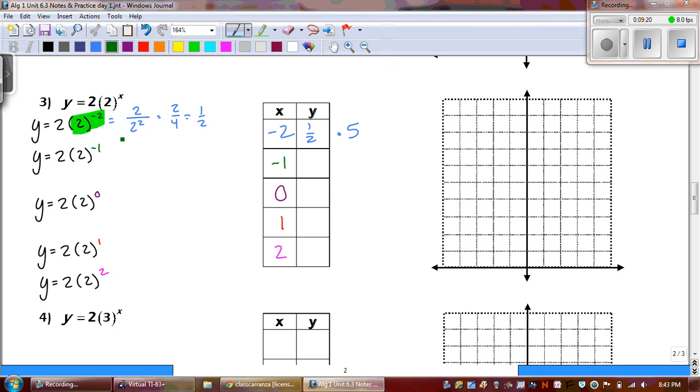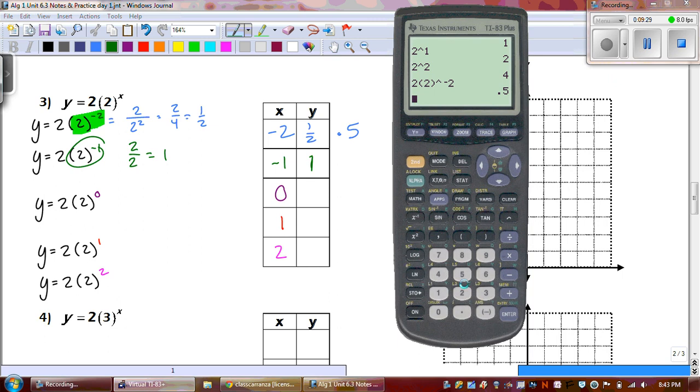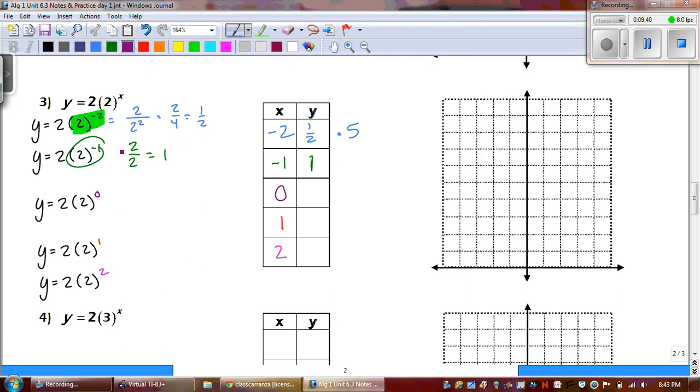All right, our next one. My exponent's negative, that's what I'm going to drop. 2 over 2, and 2 over 2 is 1. Just to prove it again, 2 times 2 to the -1, 1. Okay? Exponent 0, my base turns into 1, and 2 times 1 is 2. 2 to the first power is 2.